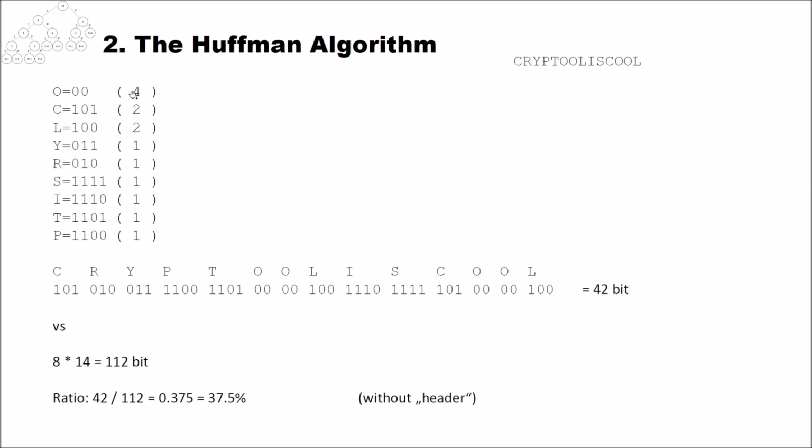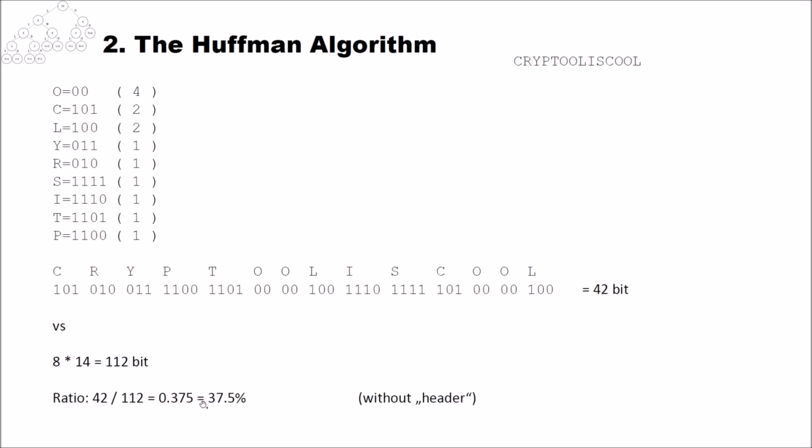Here I ordered our symbols by frequency, and as you can see, high-frequency symbols are on the top and the less frequent symbols are on the bottom. So the O occurred 4 times and we used the shortest code word for the O, and T and P occurred only once, so we use longer code words for these. In total, we used 42 bits for encoding CrypTool is cool using the Huffman algorithm. And if we would have used pure ASCII, so 8 bits per letter, we would have needed 112 bits to encode the text. This is a ratio of about 42 divided by 112.